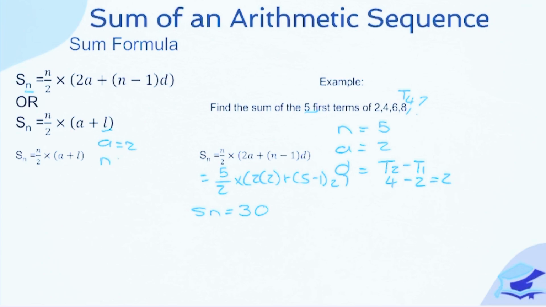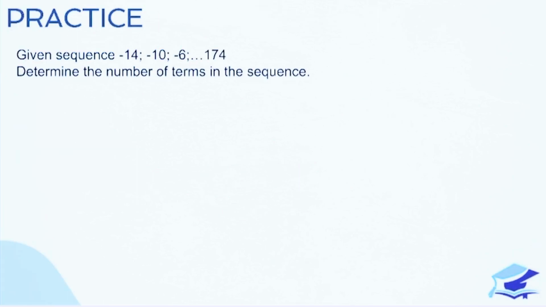If we had to use the formula at the bottom, we need N, A, and L. We know A and N. L is our last term, term 5, so it's 8 plus our difference, which gives us 10. We just plug these values into our sum, and the sum of the nth term is 30.